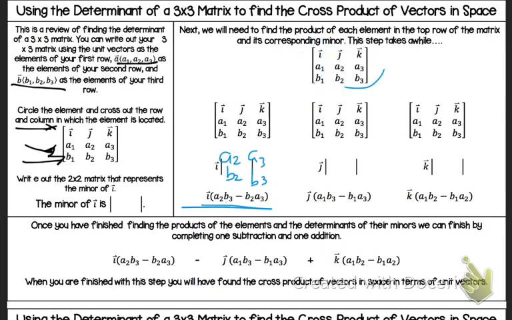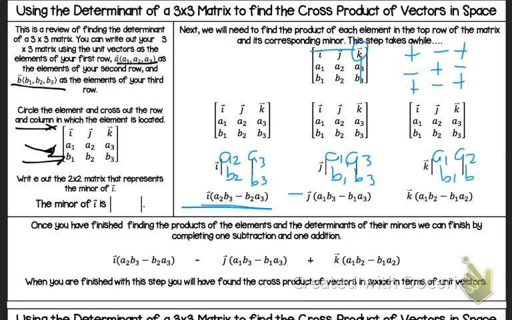Okay, then to do j, circle this guy, cross these out. And remember, this is going to be negative because it's in the negative spot if we do your checkerboard. So we circle j. What is left? a1, a3, b1, b3. Find the determinant there. And then last, you do the k. Cross those out. We have a1, a2, b1, b2, and then you subtract those. And this one's going to be a plus because it is in the positive spot there. Okay, so that is how we do the determinant.